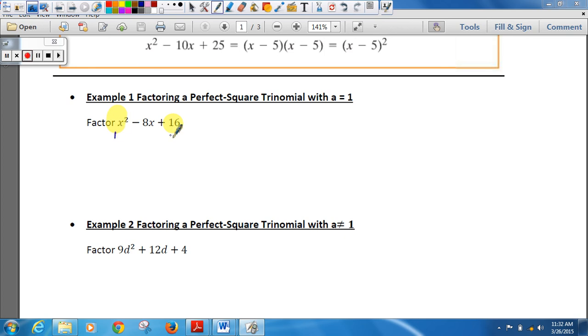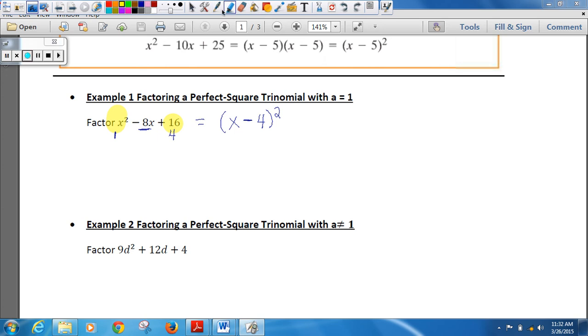That'd be 1. That'd be 4. 1 times 4 is 4. 4 times 2 is 8, so it does give me this middle term. So I can do the following. X, they're both going to be negative, squared. So it's x minus 4 squared. And you're done. So it is much faster if you do notice that.